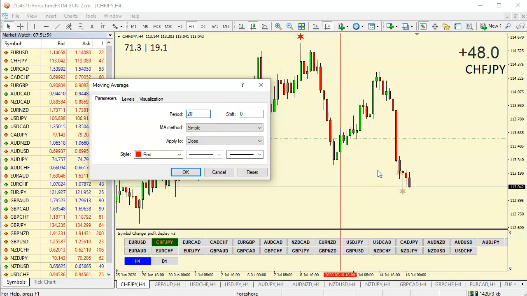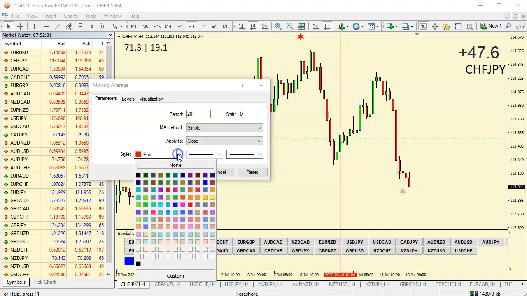For your calculation, you can use different types: simple calculation, exponential calculation, smoothed calculation, or linear weighted calculation. And for the data, you can use the closing price of the last 20 candles, the open price, the high price, or the low price of the last 20 candles. For this example, I will use the closing price of the last 20 candles.